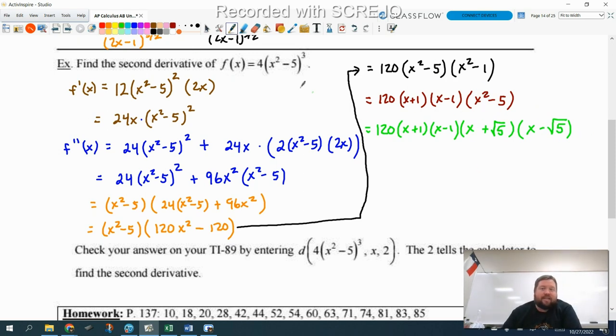All right, then if you had to set this equal to 0, you don't have to do any more work now. You can just say what the answers are: -1, +1, negative square root of 5, and positive square root of 5. If you were to graph the second derivative equation, any of these versions that we got here, you would see the x-intercepts are those 4 numbers we just identified. So I just want to go over a little factoring there.